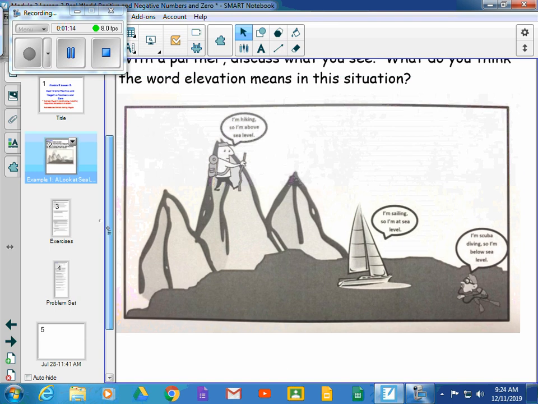The word elevation means how high up or how far down below sea level something is. So if we think about it, above sea level is going to have a positive elevation if we think of sea level as 0. The sailboat is at sea level, so that would be a 0. And on the right, the scuba diver is below sea level. He's under the surface of the water, so he's going to have a negative elevation. The integer that represents his elevation is going to be a negative number.